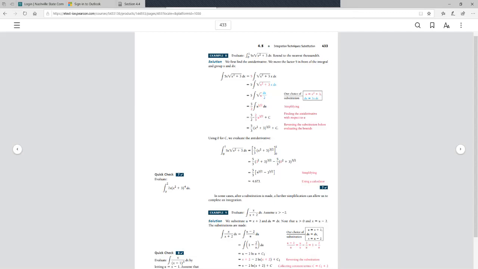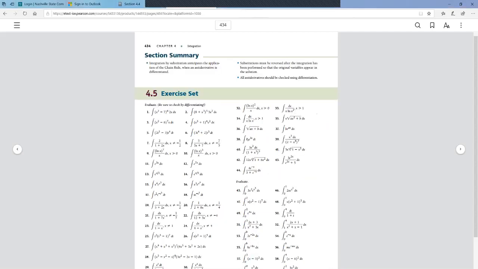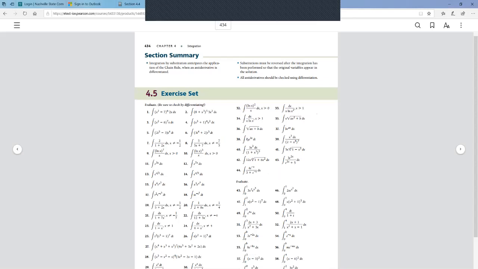Putting a 2 there and taking the 2 back out. And once they integrated, this was their answer. I want to show you a few problems on this page just to let you know how you would proceed with the substitution.